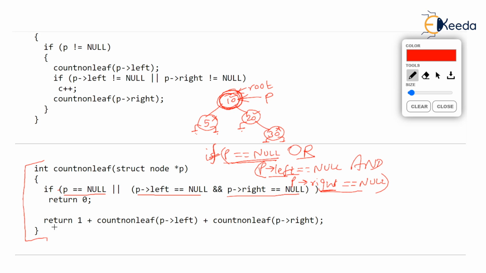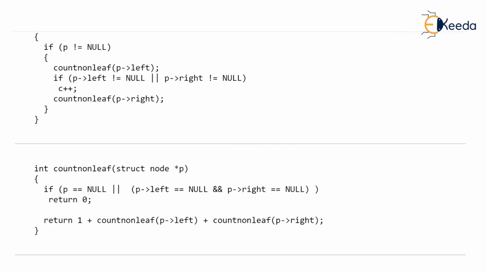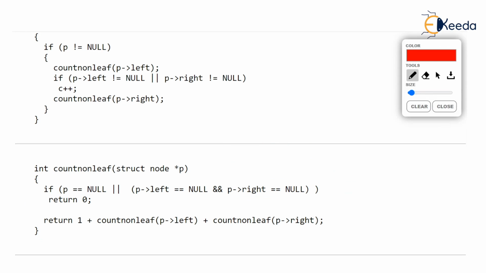Which says return 1 plus count non-leaf plus count non-leaf. So what does this mean? Let's see what this line, return 1 plus count non-leaf, means. This is very interesting. And you see how easy it is to build recursive functions. After this explanation, I bet that you will know how to write recursive functions within seconds, or rather understand them so easily.